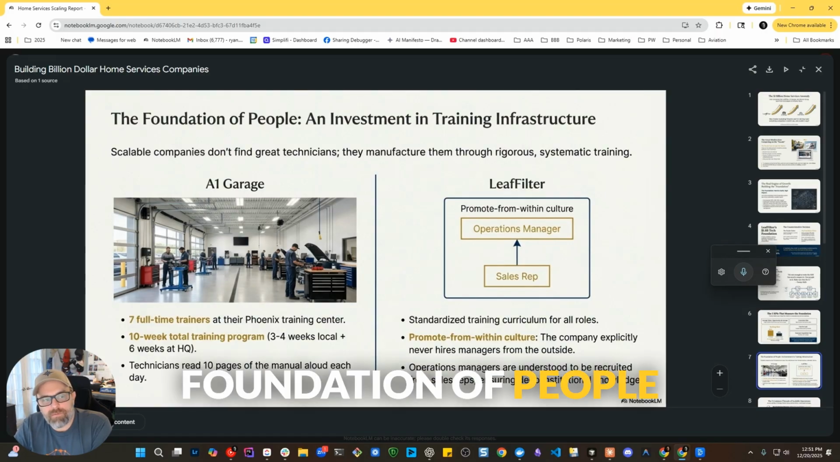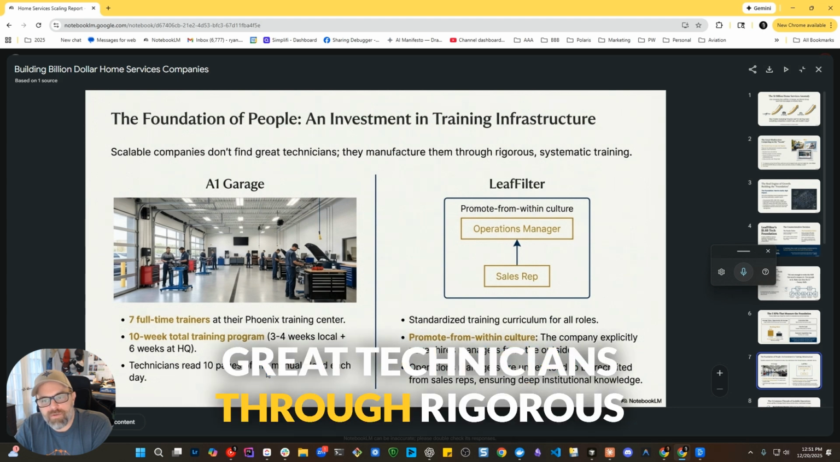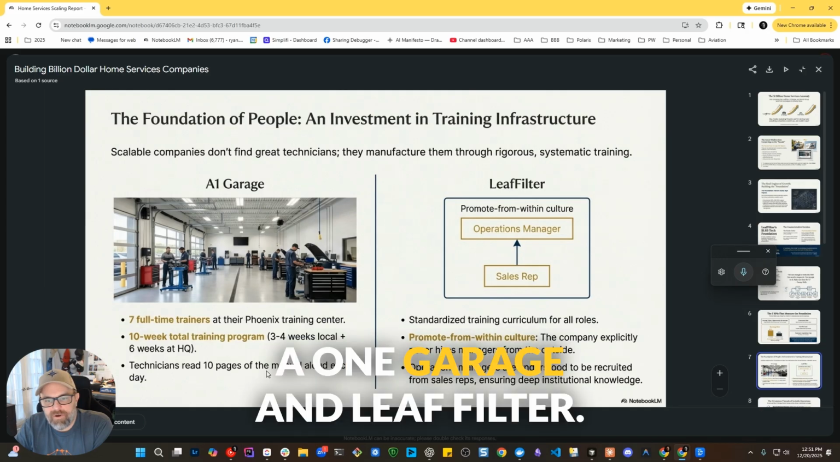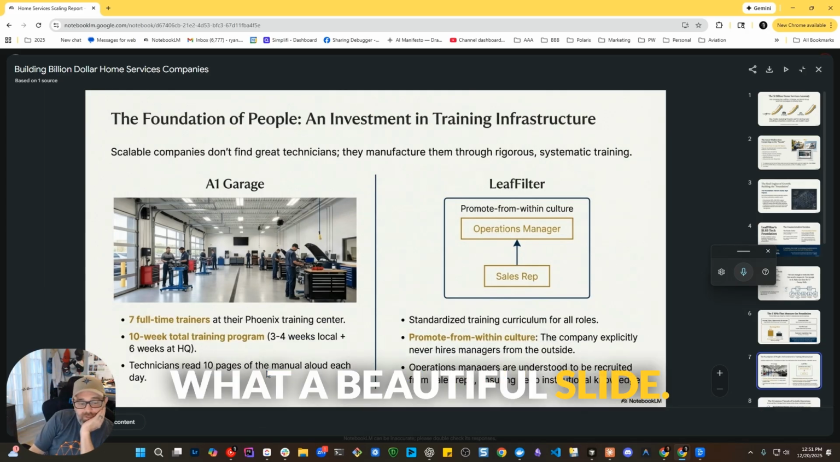Foundation of people. They manufacture great technicians through rigorous systematic training. Love it. A1 Garage and LeafFilter. Oh, it's beautiful. What a beautiful slide.